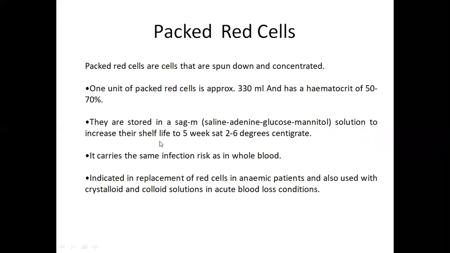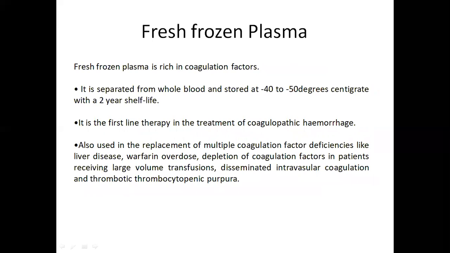There is FFP, or fresh frozen plasma, which is rich in coagulation factors. It is separated from whole blood and it's stored at -40 to -50 degrees centigrade with a shelf life of 2 years. It is the first line therapy in treatment of coagulopathic hemorrhage. It is also used in liver diseases, warfarin overdose, depletion of coagulation factors, etc.